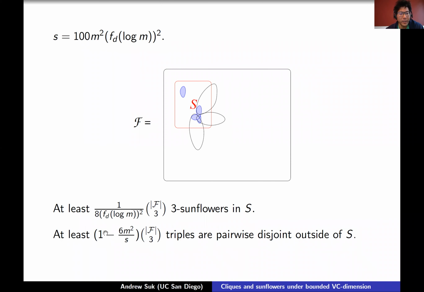And if you work out the numbers, you can basically apply pigeonhole at this point to conclude that there must be a triple of sets that are pairwise disjoint outside of S and form a 3 sunflower inside of S, which means that they would form a 3 sunflower themselves. So therefore, if we're in case 1, we would be done because this is a contradiction.